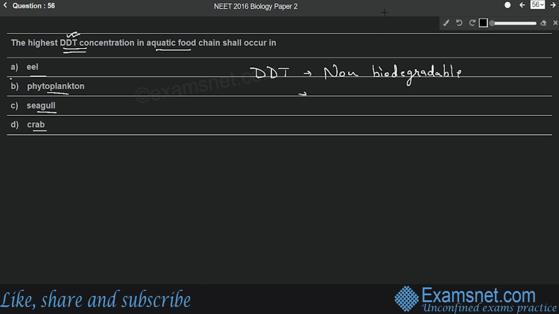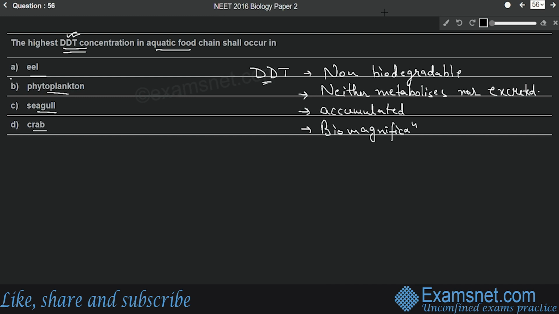So it neither metabolizes nor is it excreted out, and this makes DDT a harmful or toxic substance. Okay, so what happens? It gets accumulated, and the amount of DDT or any toxic substance in general goes on increasing from one trophic level to another, and this process is known as biomagnification. So DDT will also undergo biomagnification.